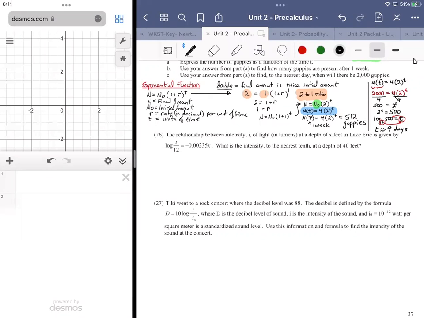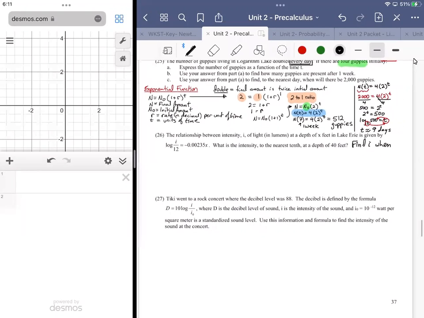But without further ado, the relationship between intensity I of light in lumens at a depth of x feet in Lake Erie is given by this log equation. What is the intensity to the nearest tenth at a depth of 40 feet? All right. So they're basically telling us to find I when x is equal to 40.